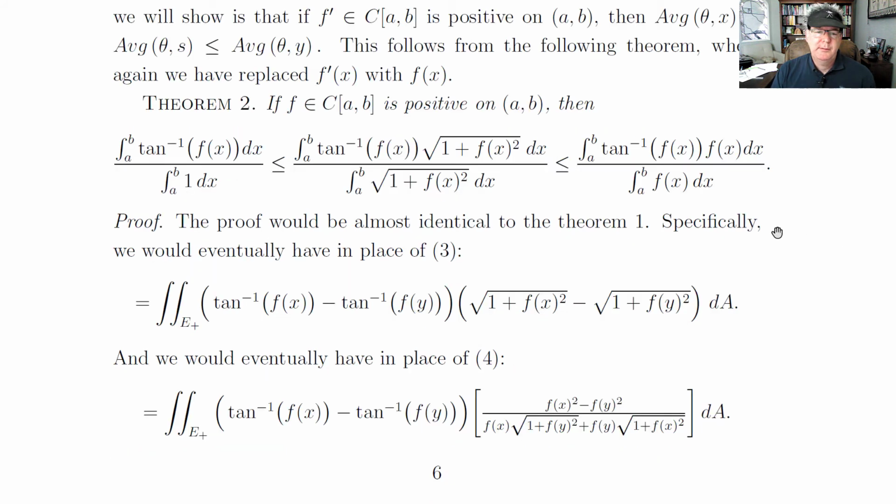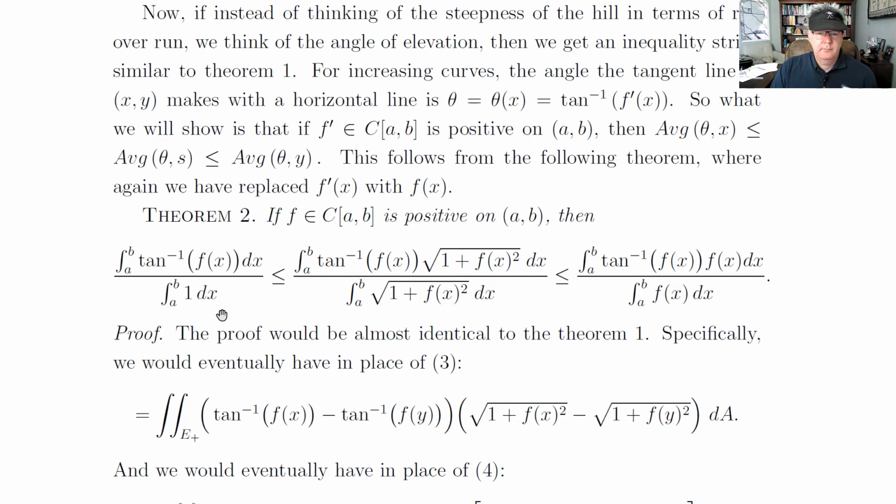Now it's probably not surprising that the average angle of points taken with respect to the x-axis is smaller than average angle of points taken with respect to arc length, which is less than or equal to the average angle of points taken with respect to the vertical y. Here we're looking at it with how I would do the proof.